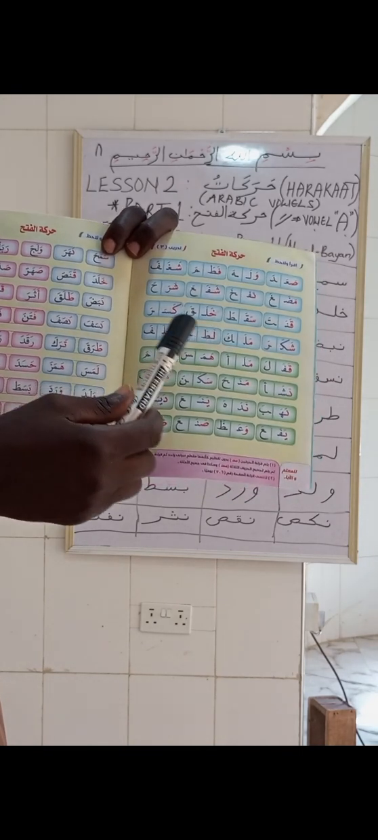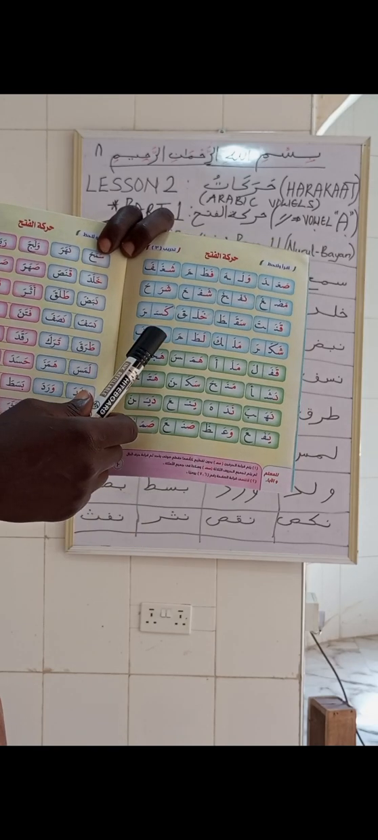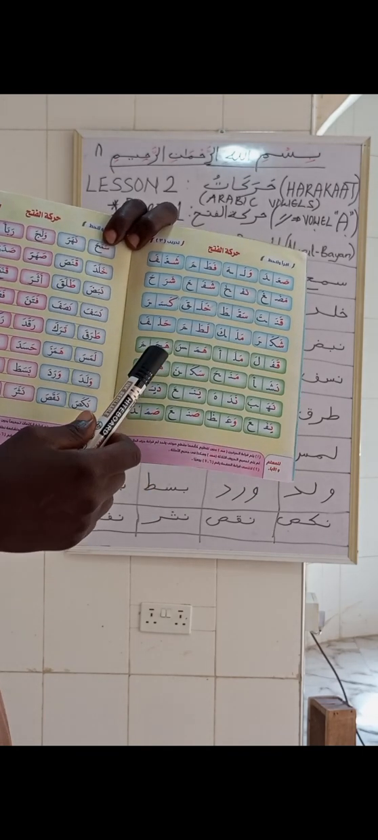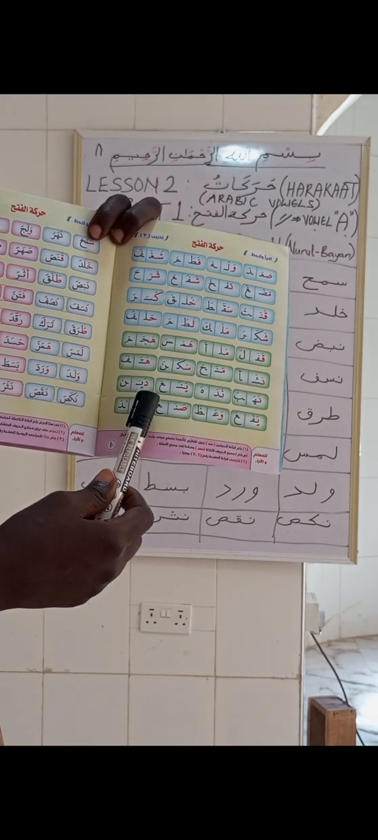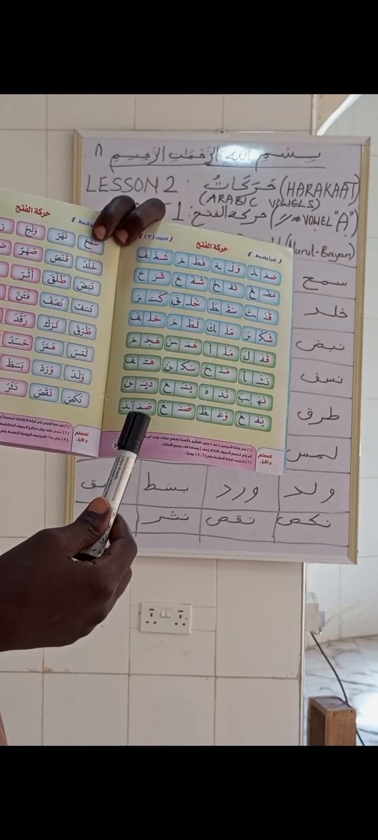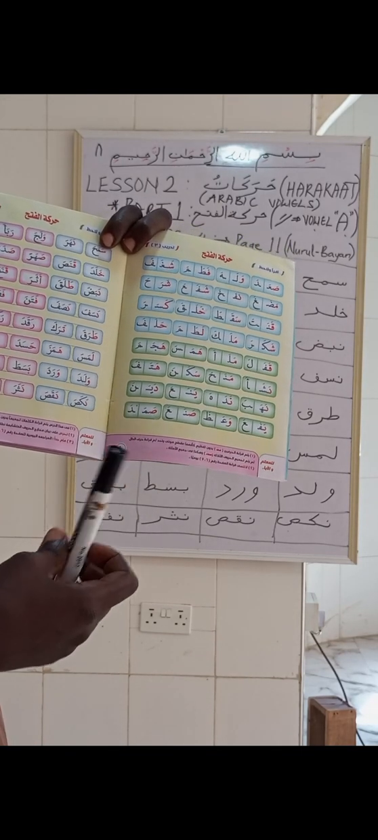The next one is what? Kasaro. The next one is what? Halafa. The next one is what? Hajama. The next one is what? Hatafa. Next, Dayana. Samada. So that is it.